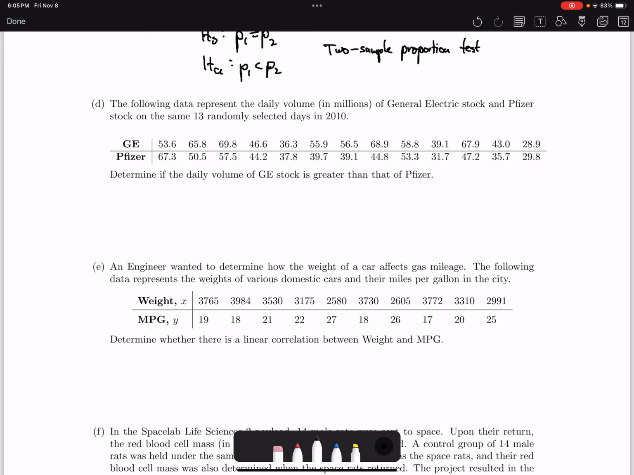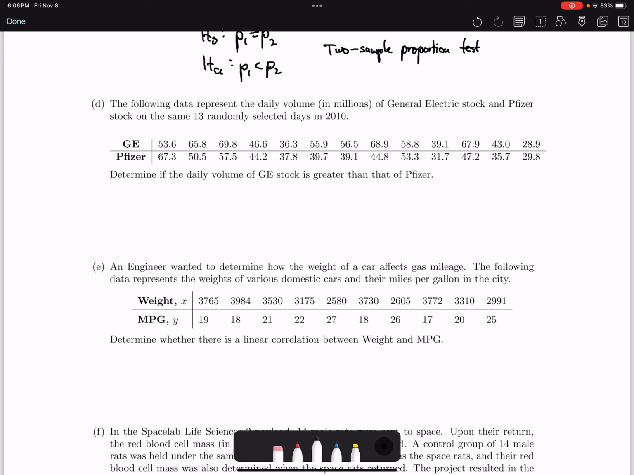It looks like we have the data for GE, the daily volume of GE stock on 13 randomly selected days, and then the daily volume of Pfizer stock on the same 13 days, right? So we've got that raw data. We can clearly see that that data is numerical, which means we're most likely testing means.